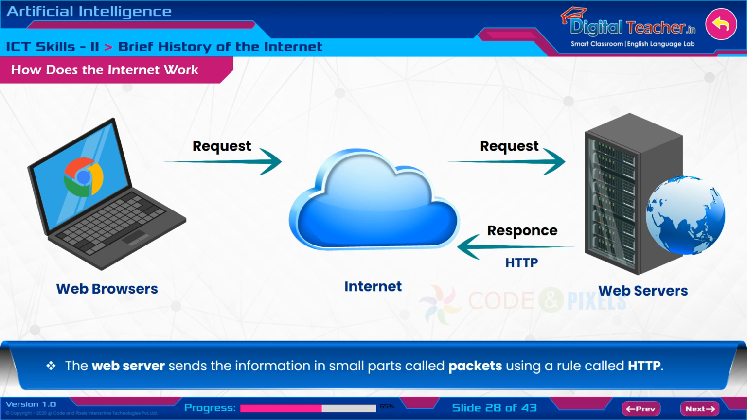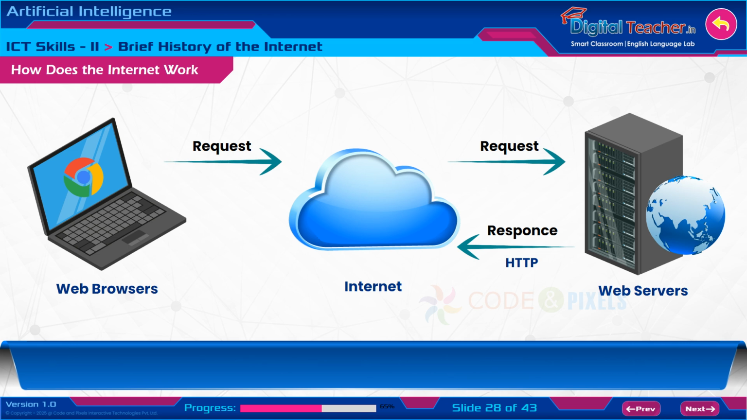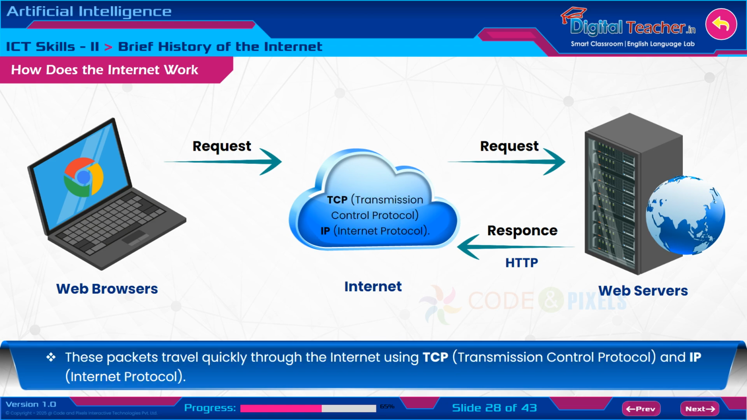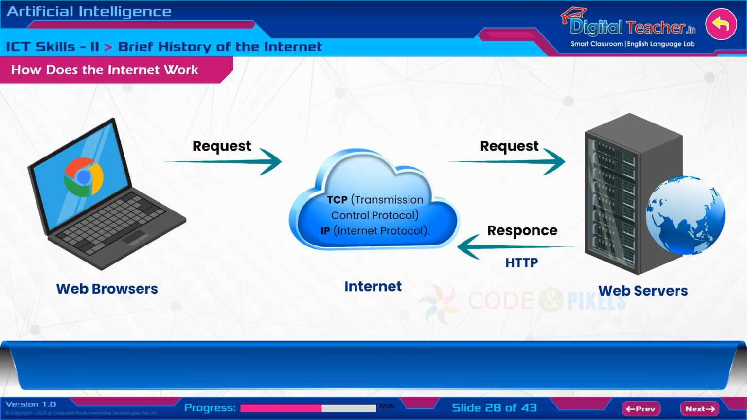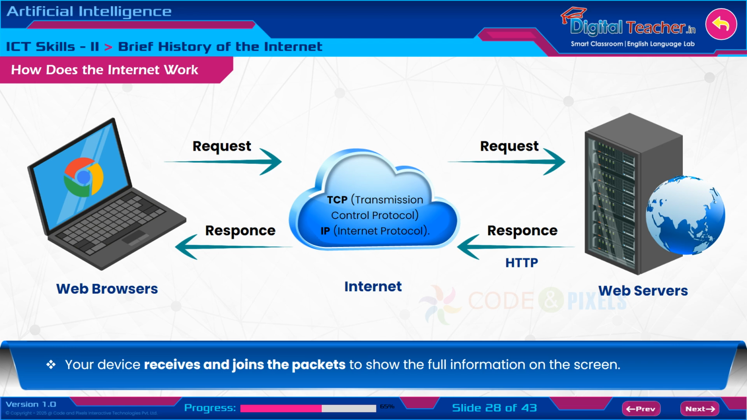The web server sends the information in small parts, called packets, using a rule called Hypertext Transfer Protocol. These packets travel quickly through the Internet using Transmission Control Protocol and Internet Protocol. Your device receives and joins the packets to show the full information on the screen. All of this happens in just a fraction of a second.